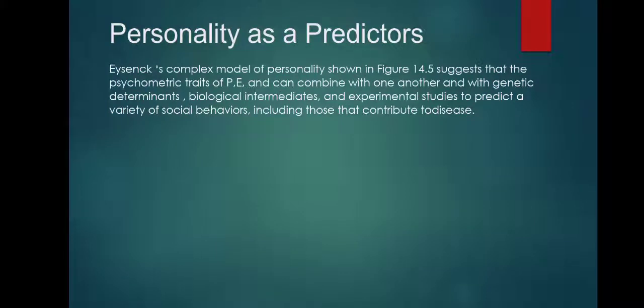Personality as a predictor. Eysenck's complex model of personality shown in Figure 14.5 suggests that the psychometric traits of P, E, and N can combine with one another in genetic determinants, biological intermediates, and experimental studies to predict a variety of social behaviors, including those that contribute to disease.